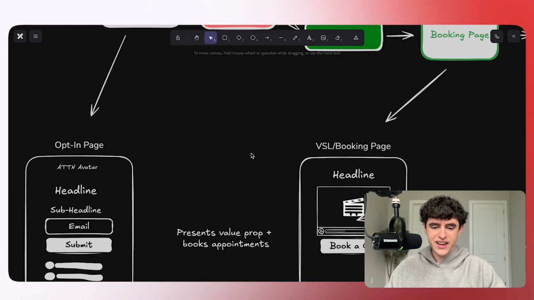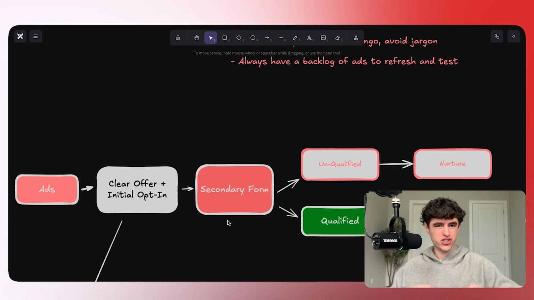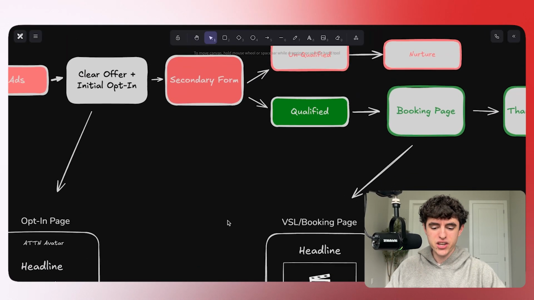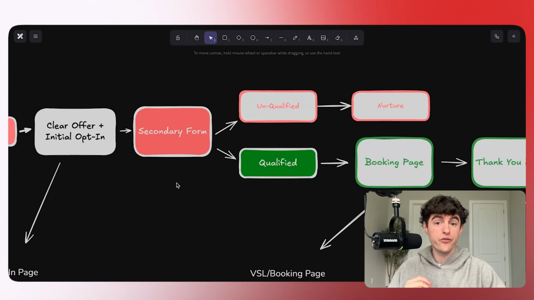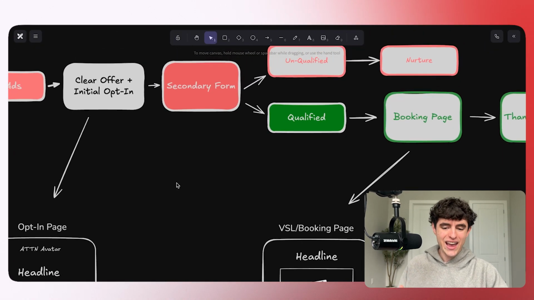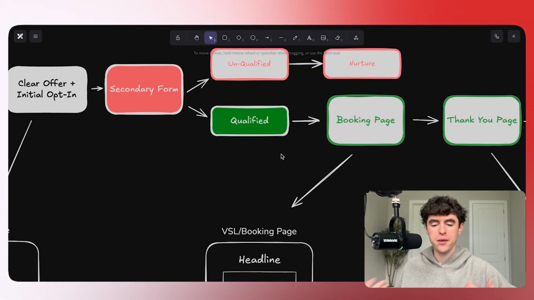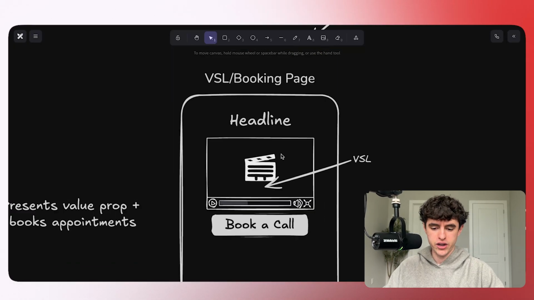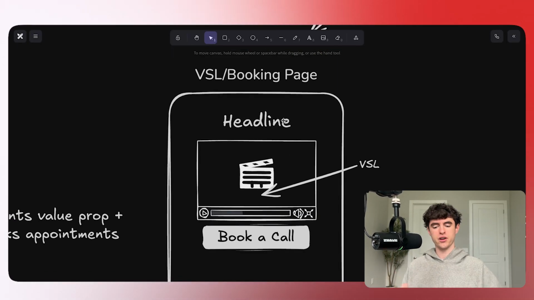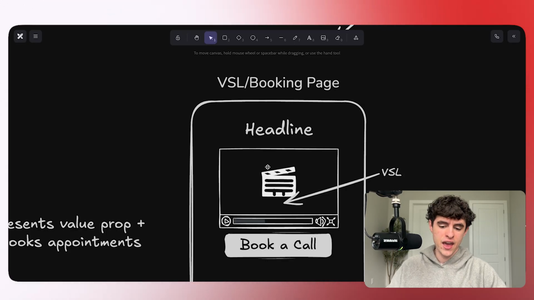Now, the second step is a secondary form, which is just asking more questions. When are you looking to sell? How many bedrooms, how many bathrooms, etc. And basically, this second form is going to qualify the leads further, and then bring them to your booking page, essentially where they can watch your VSL, build more trust, and book directly in your calendar. So what I suggest you do is have something along the lines of a headline, and then your VSL itself, and then a book a call option.